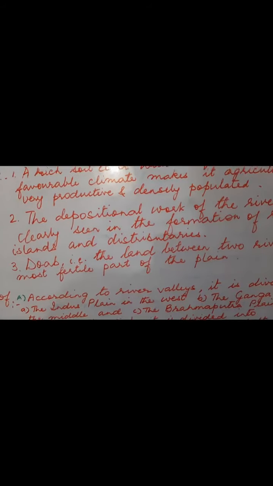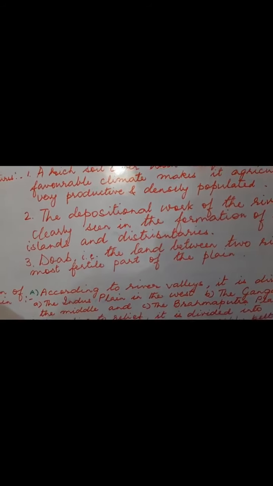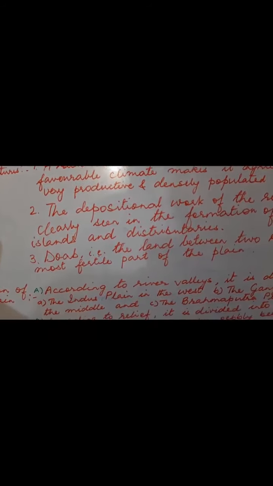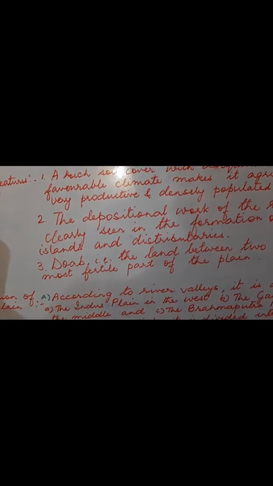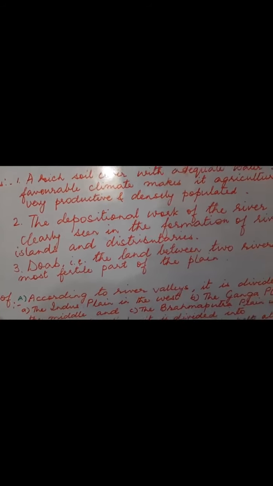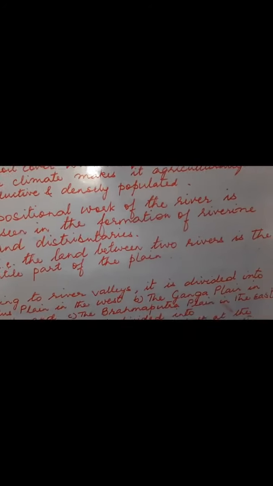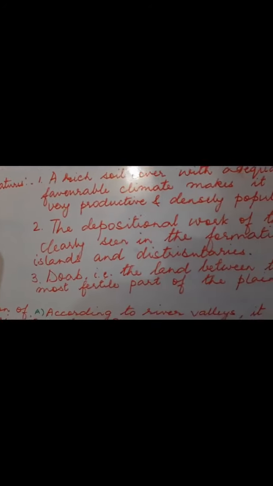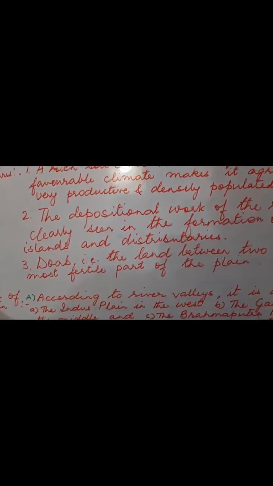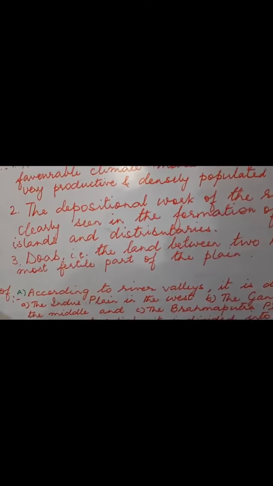The third main point is Doab, D-O-A-B, Doab, that is the land between two rivers is the most fertile part of the plain.